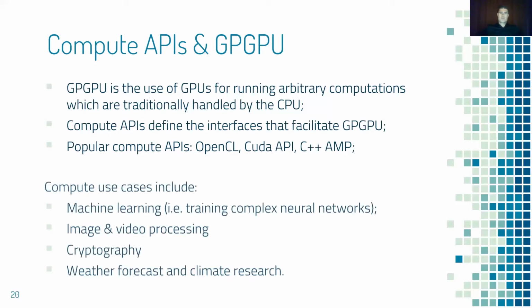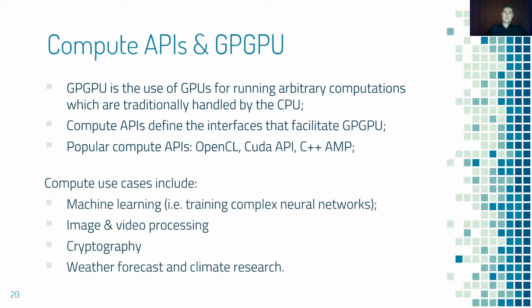So compute use cases include machine learning. For example, training complex neural networks would take too long to do on a CPU in most cases, maybe even be impossible. Image and video processing: many of the image and video processing algorithms are implemented using GPU. Cryptography, even weather forecasting and climate research use GPU. There are many more of these. I didn't list them all.